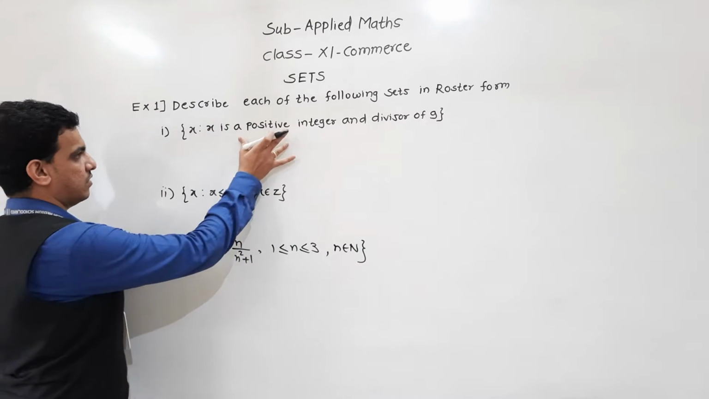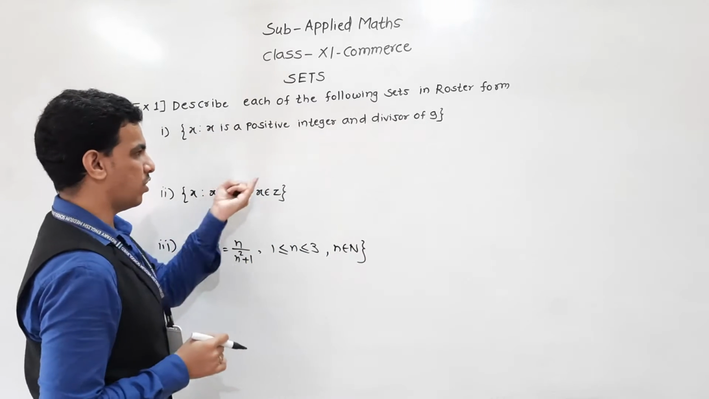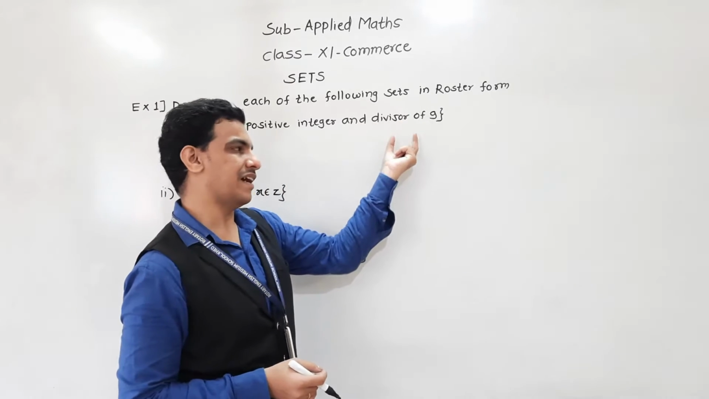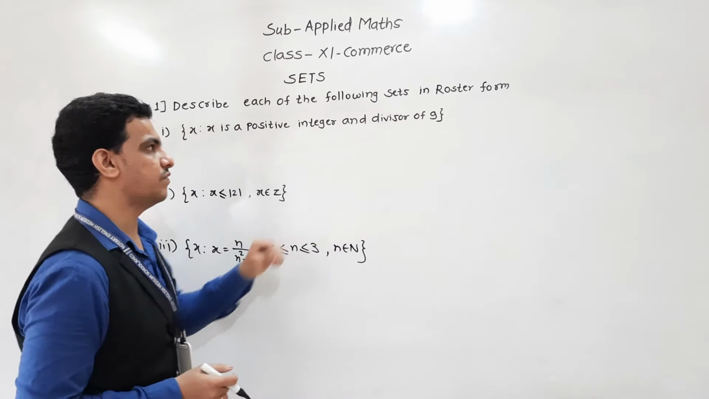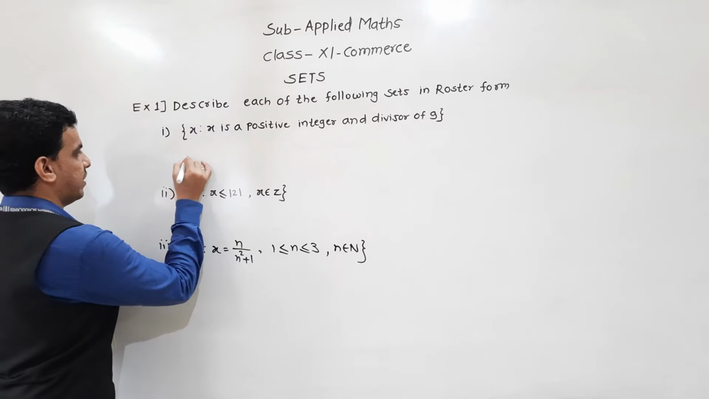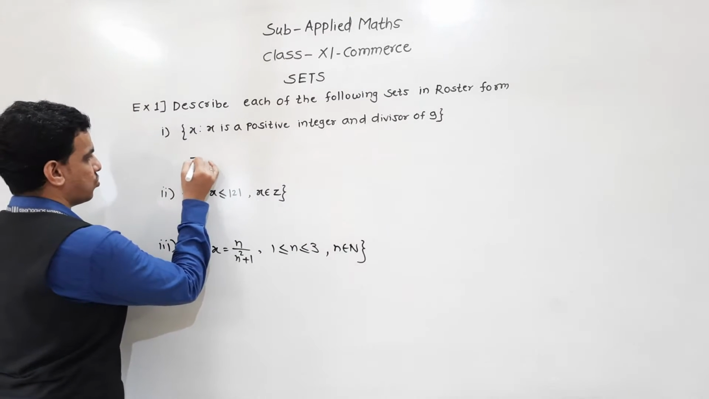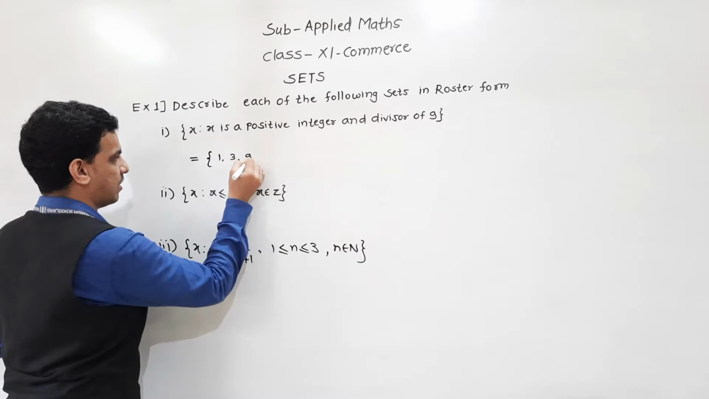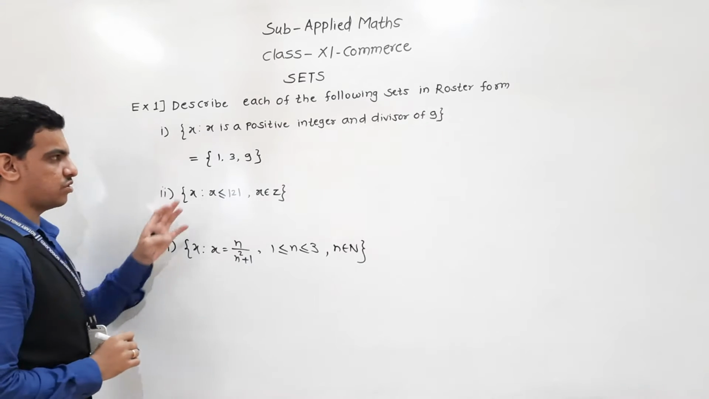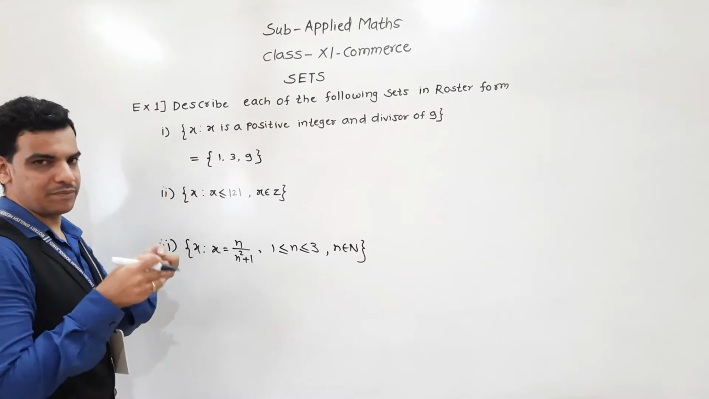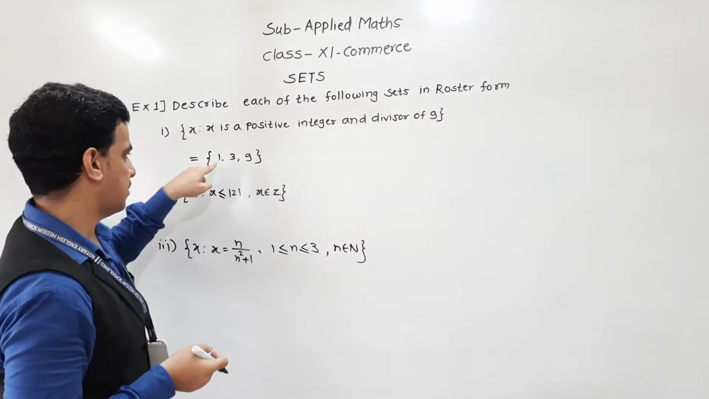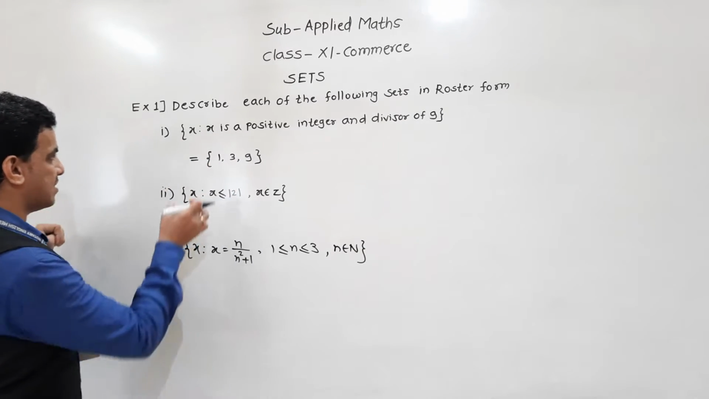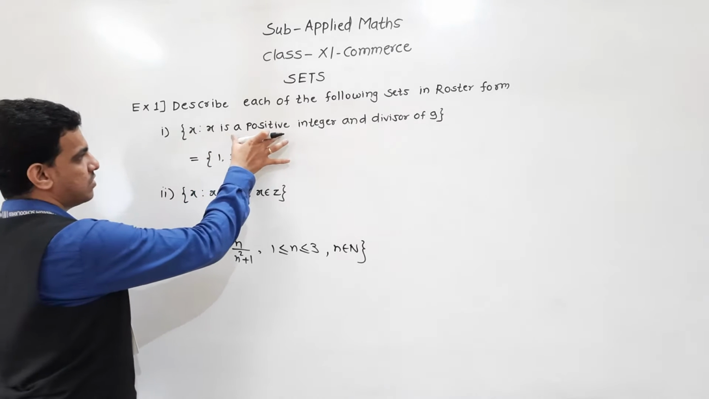Okay, so we know that 1 is the divisor of all numbers, then 3 and 9 itself is a divisor. So if we write in roster form, it is 1, 3 and 9. Okay, in roster form we have to write each element separately, and the elements are separated by commas. Okay, so this is the roster form of this set.